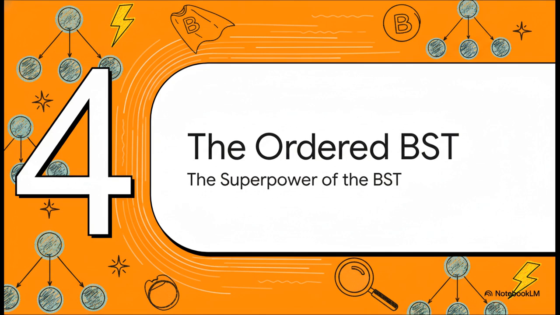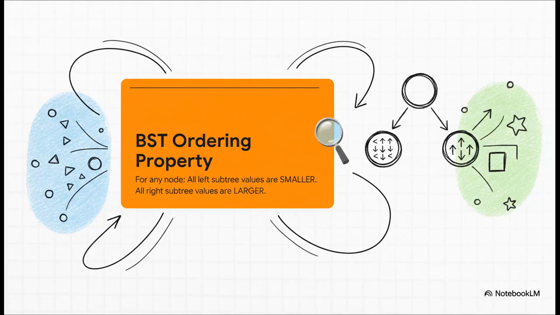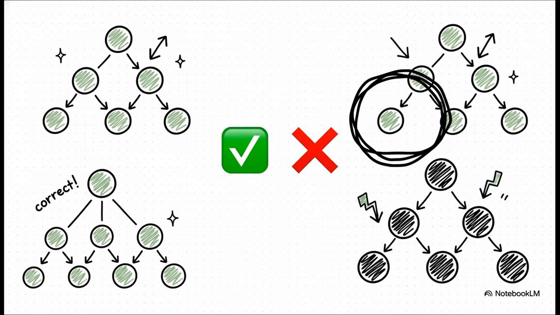It takes that 2-child rule and adds one more property that gives it an absolutely incredible superpower for finding things. And here it is. This is that superpower, the ordering property. It's beautiful. For any node you pick, all the values in its left branch have to be smaller, and all the values in its right branch have to be larger. This simple, elegant rule is what makes searching a BST so incredibly fast. Let's see this rule in action.